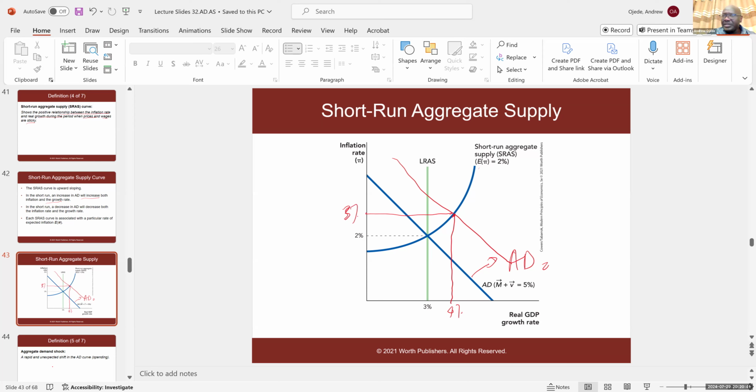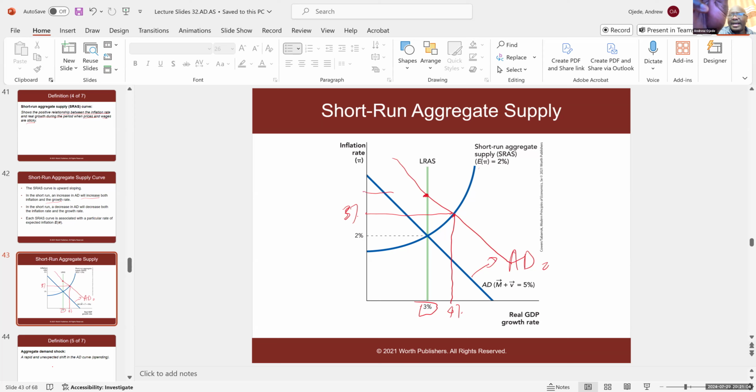Meanwhile, for classical theory, this upward-sloping curve is not in the classical theory. Classical theory only believes in the long run. If you're in a classical theory, that means you'd be at this point here. There will be no changes; changes in aggregate demand do not affect output because they only believe in the long run. Okay, it only causes inflation.